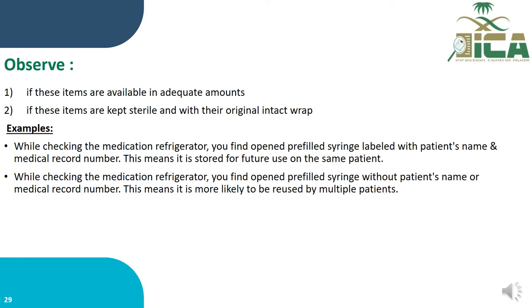And for example, you can check the medication refrigerator and you may find an open prefilled syringe labeled with the patient name and medical record number. This means that it is stored for future use and will be used for the same patient. Also you can check the medication refrigerator and maybe find an open prefilled syringe without a patient name or medical record number. This means that it is used for multiple patients.